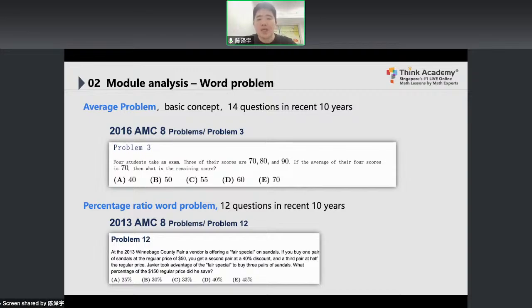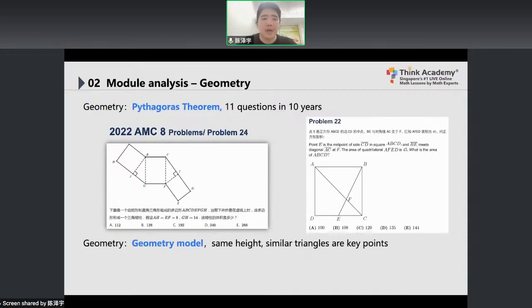So you can see we have 12 questions in the recent 10 years. You need to know how to use the ratio to solve the problem. Okay, also geometry, like I said, we need to know basically all the geometry modules.